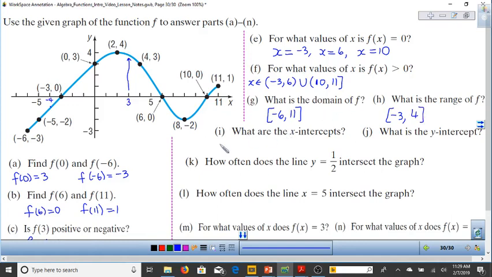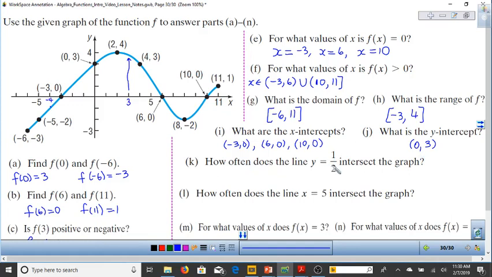What are my x-intercepts? My x-intercepts are the places where the graph crosses the x-axis, and those are the points where the y values are 0: (-3, 0), (6, 0), and (10, 0). What's the y-intercept? The y-intercept is where the graph crosses the y-axis, and that's where the x-coordinate is 0. And of course, since this is a function, there could only be one point where that is, and that's the point (0, 3). This is a point, by the way, not an interval.